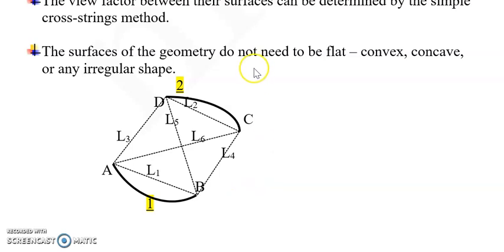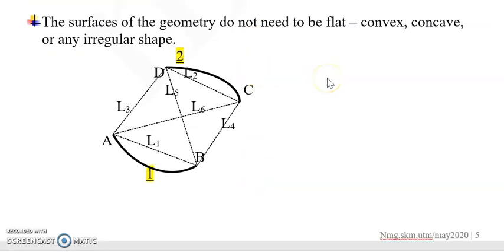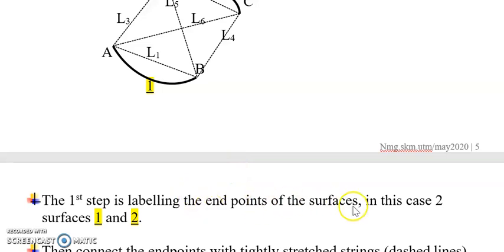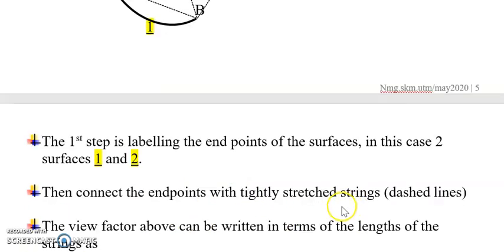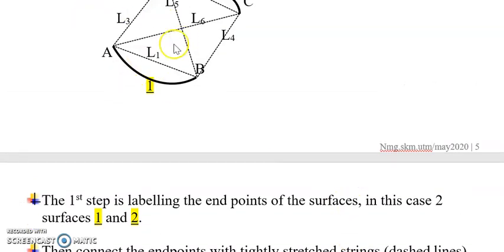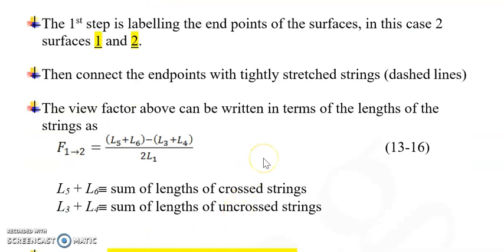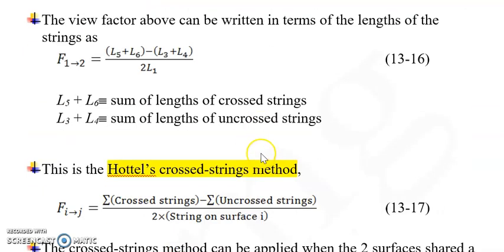So the surfaces of the geometry do not have to be flat. They can be convex, concave, or any irregular shape. If you have two surfaces, you label one as 1 and the second as 2, and then you connect the endpoints of the surfaces with tightly stretched strings, also crossing. The view factor can then be written in terms of the lengths of the strings. This is Hottel's crossed-strings method.